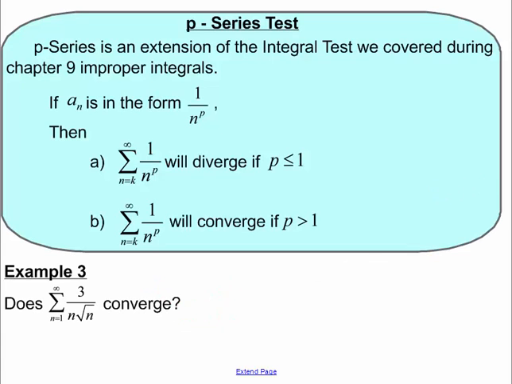All right, p-series test. This section is why we did the p-series test for our improper integrals that we covered in chapter 9. So remember that if we have 1 over n to some value, this series is going to diverge if p is less than or equal to 1. The only way we're going to converge is if this exponent is greater than 1. So looking at this example.